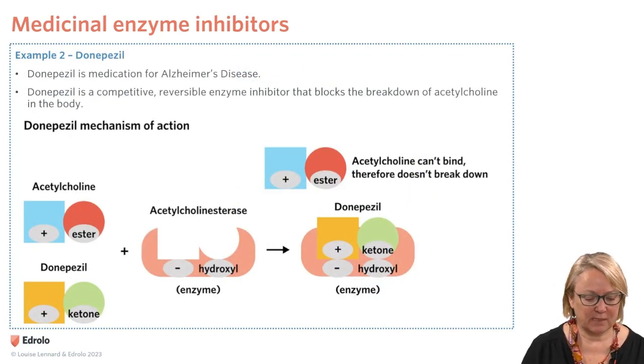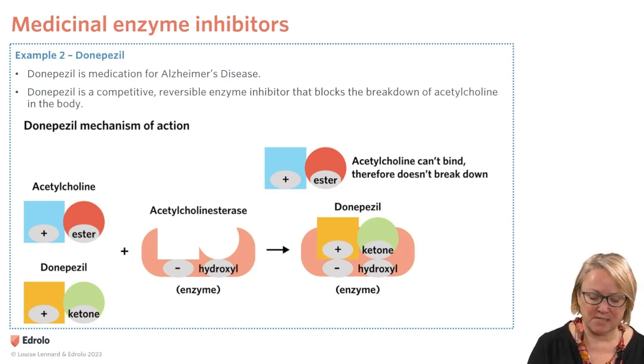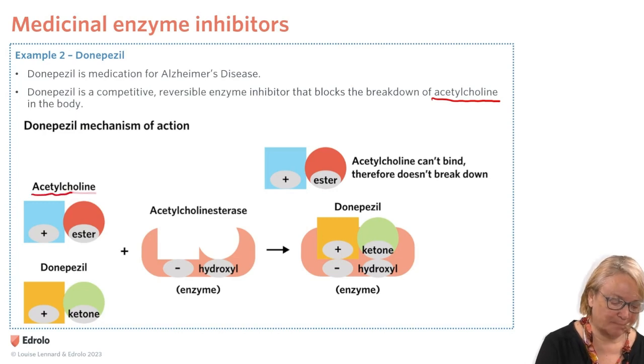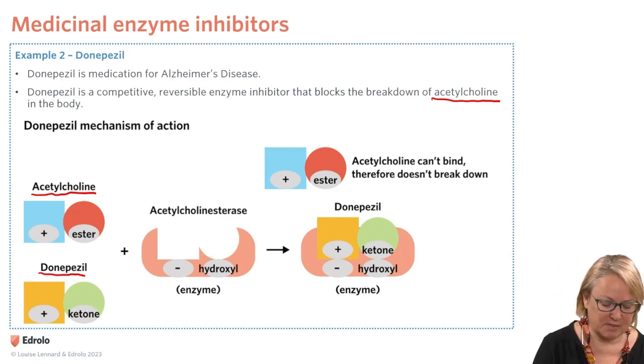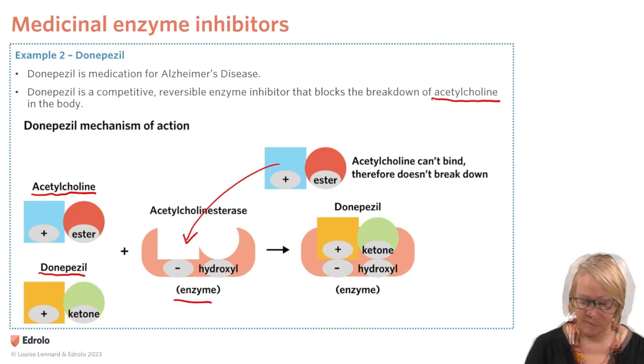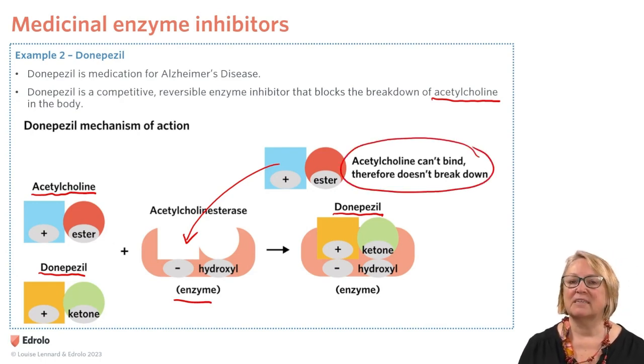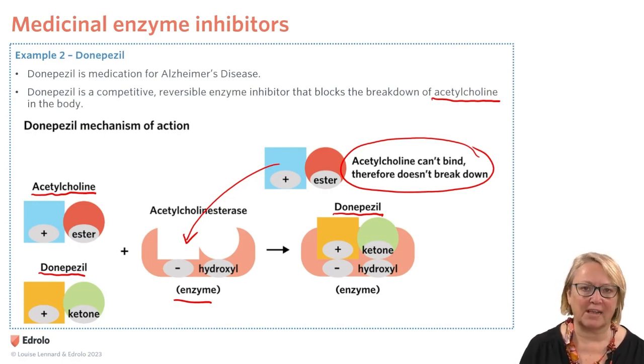So another example is a medication for Alzheimer's disease. It's a competitive reversible enzyme inhibitor that blocks the breakdown of acetylcholine in the body. Acetylcholine, you don't need to know the structure of it, but it has a very similar shape to the medication for Alzheimer's disease, a square and a circle sort of shape, that can mean that instead of the acetylcholine binding to the enzyme, the inhibitor instead binds, and then the acetylcholine doesn't break down. And that can be beneficial in the treatment or the medication for Alzheimer's disease.